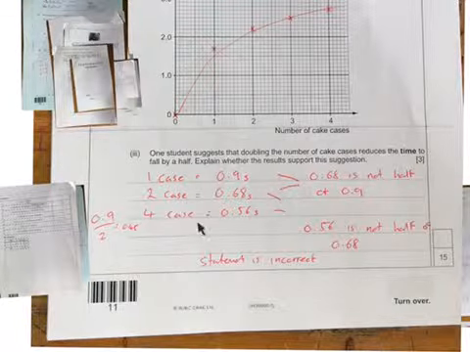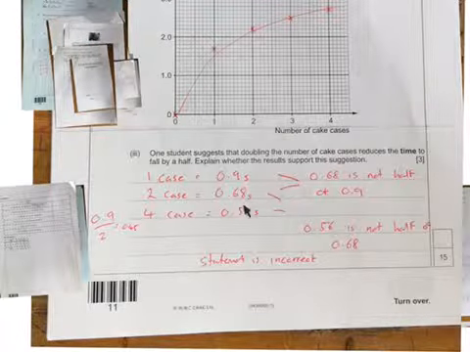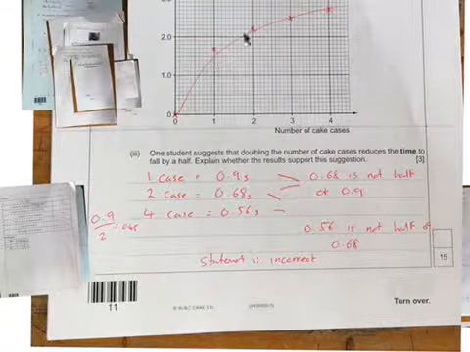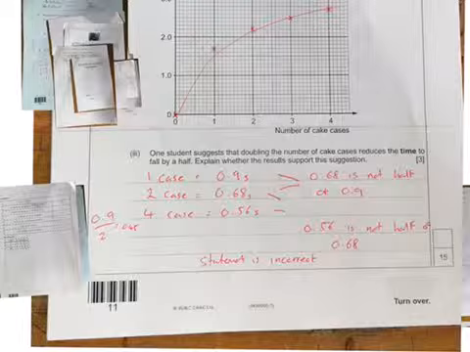I'll try it with 4 cases. Does it double? No, it doesn't. Okay? It's not half at all. It's nowhere near. And you can see that for this statement, you would need a straight line going up. Okay? It needs to be proportional. You can see from the line that it's not proportional at all. This is increasing at a decreasing rate. The statement's incorrect there.